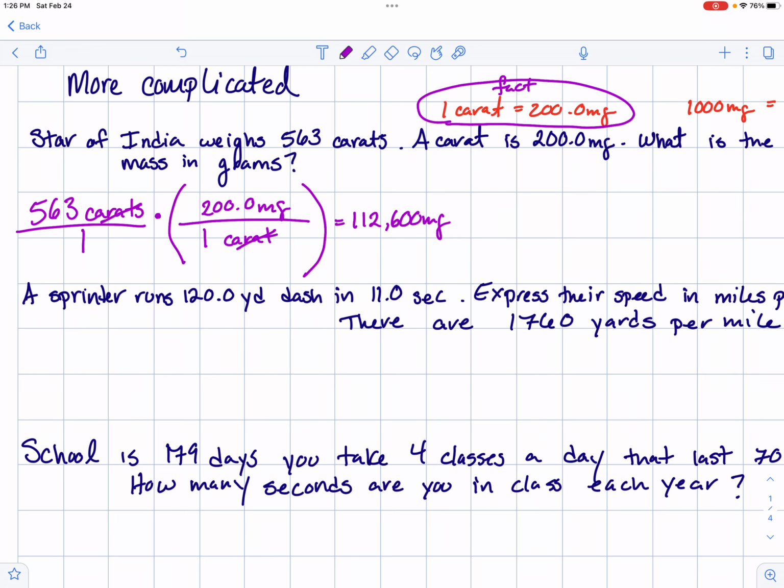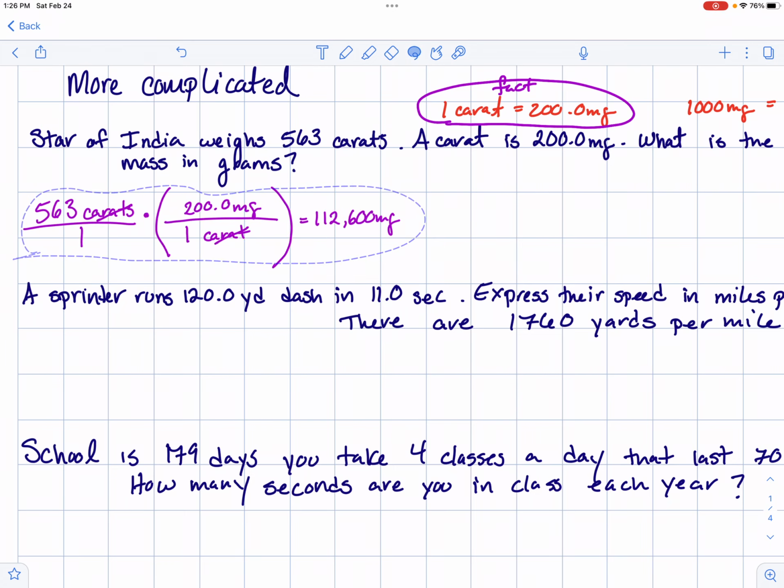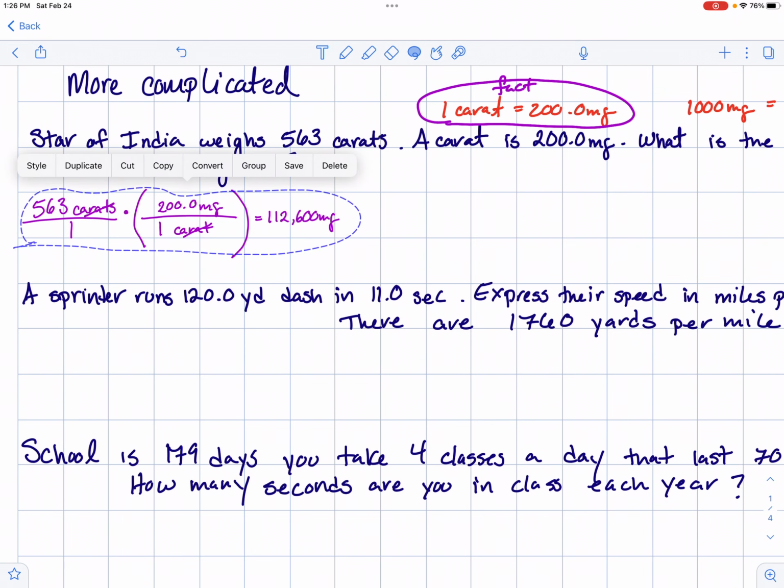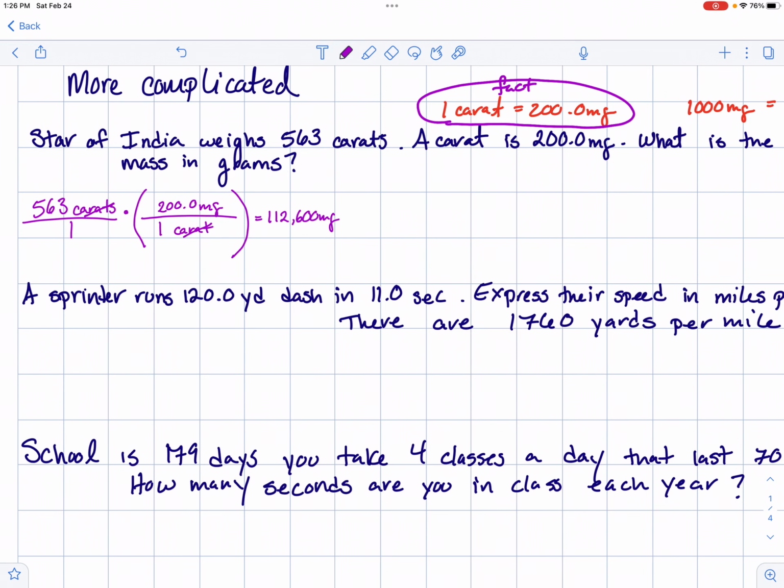I want to be in grams. So what I'll do next is I'll take that number and do another problem. I'm going to make this a little bit smaller. Give me a second. Okay, so I'm going to take that number that I got in milligrams, 112,600 milligrams, and I'm going to convert that into grams.